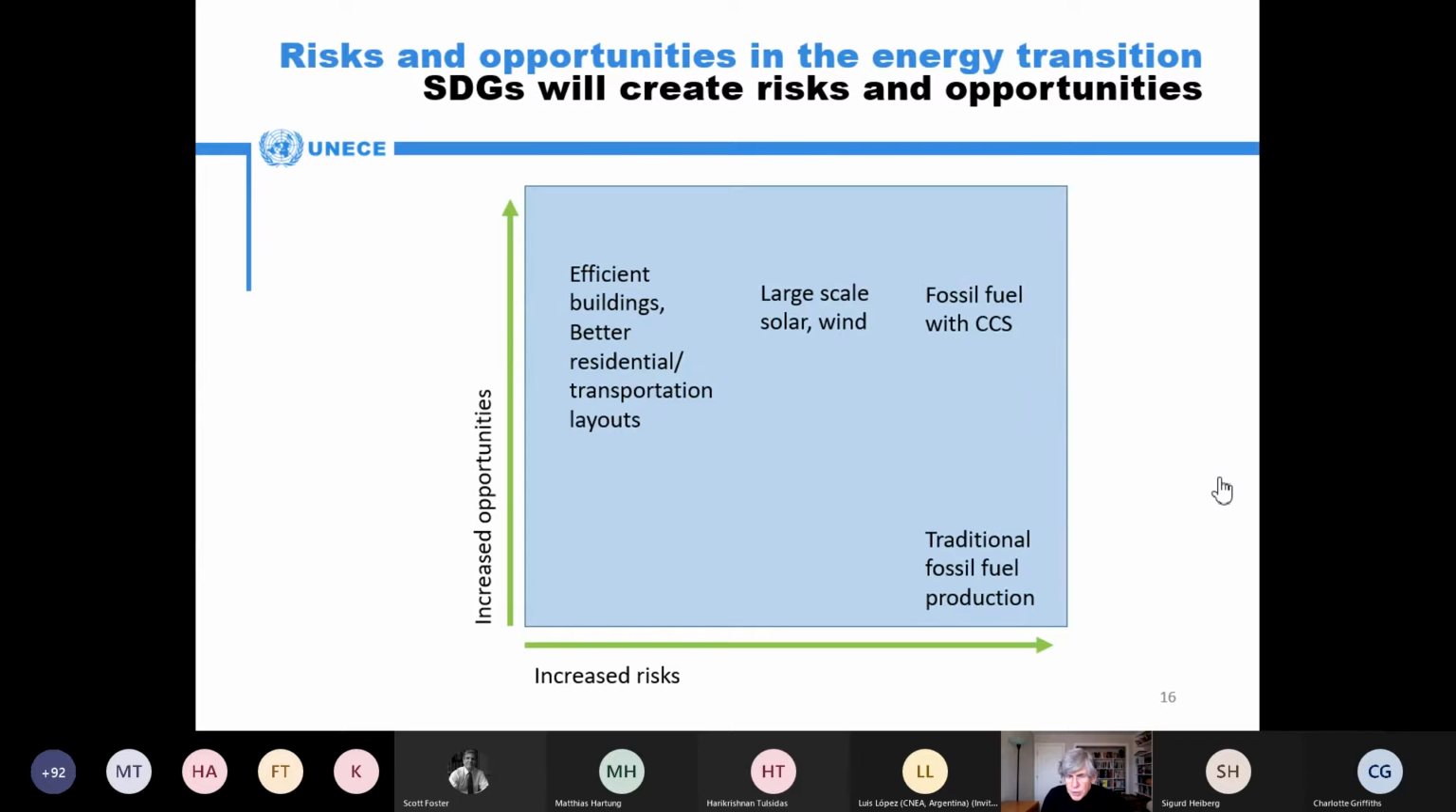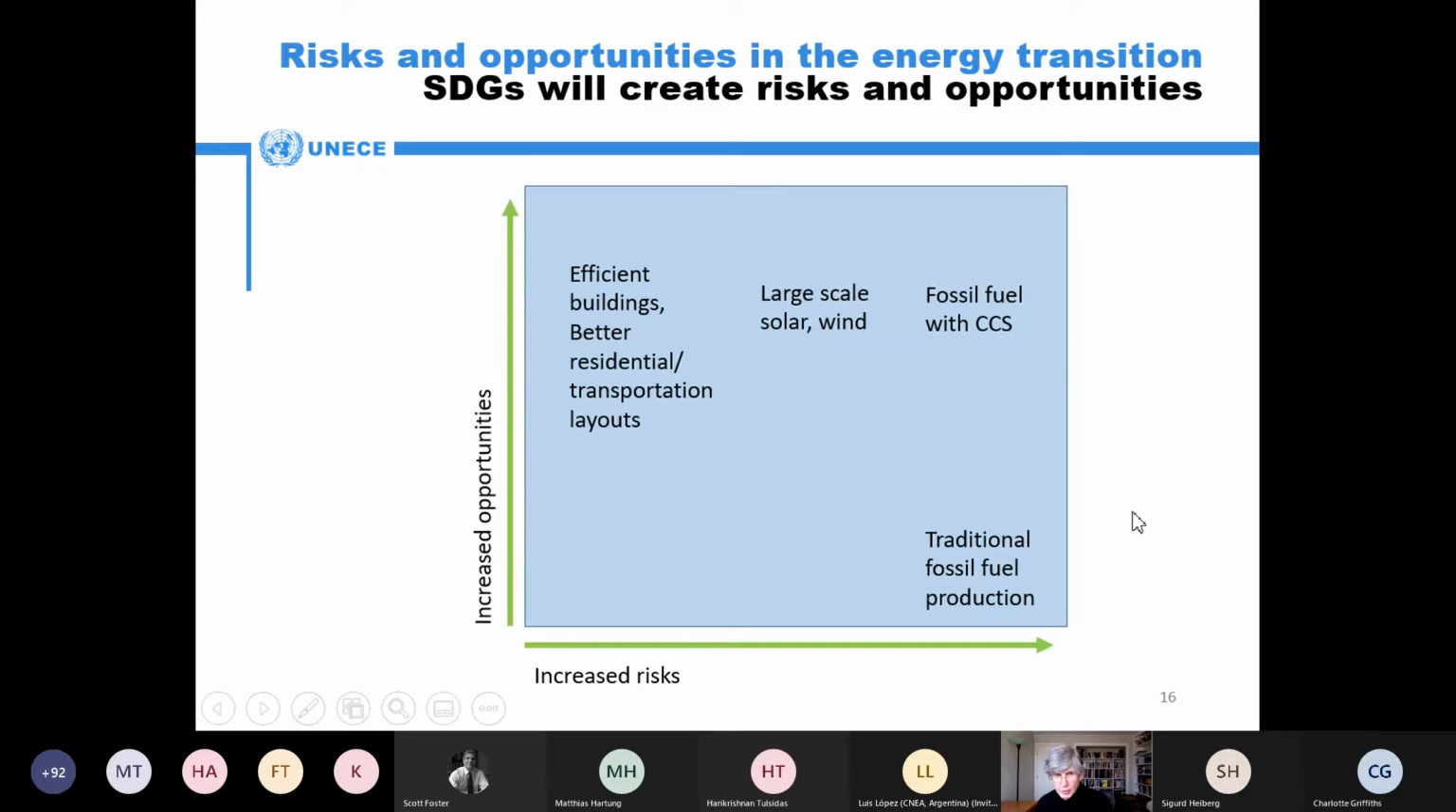The SDGs and reaching the SDGs will increase risks, but it will also increase opportunities. And I've laid it out in a very simple 2x2 fashion here. So if you think of increased risks with no increase in opportunities, I think it's fair to say that traditional fossil fuel production is increasingly risky to investors, increasingly risky to society, is an activity that firms will want to begin curtailing, because as we have better environmental policies, more complete environmental policies, those things will be trimmed.